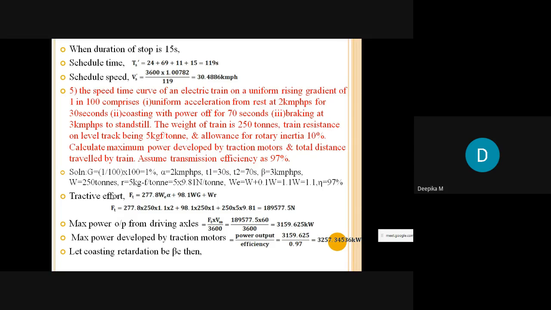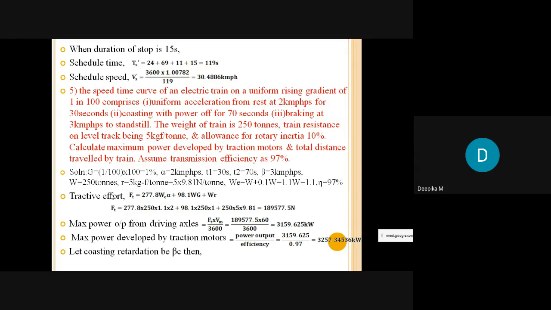So to calculate the maximum power developed by the traction motor, we have to do it this way, that is nothing but power output by the transmission efficiency. So which is nothing but 3257.3456 kilowatt. So this is the maximum power developed by the traction motor, but this maximum power will not be fully transferred to the driving axis. Hence the maximum power output from the driving axles will be less, because due to wear and tear of motor and wear and tear of wheels and all, the power output will not be exactly the same as by the traction motor at the driving axles.